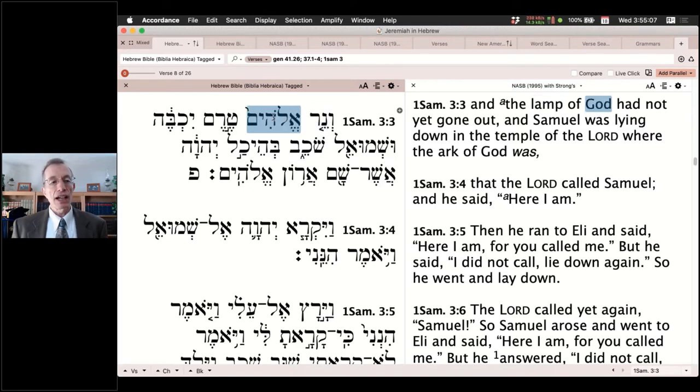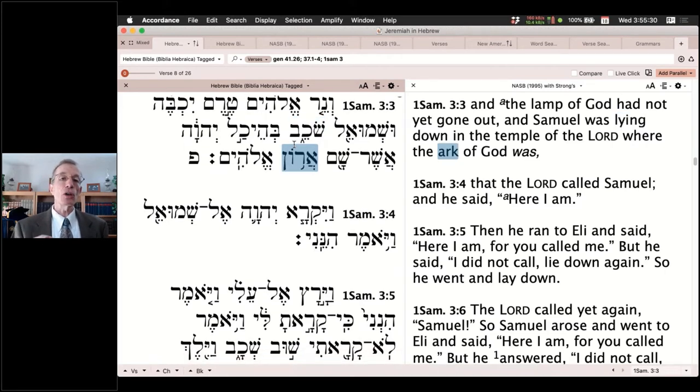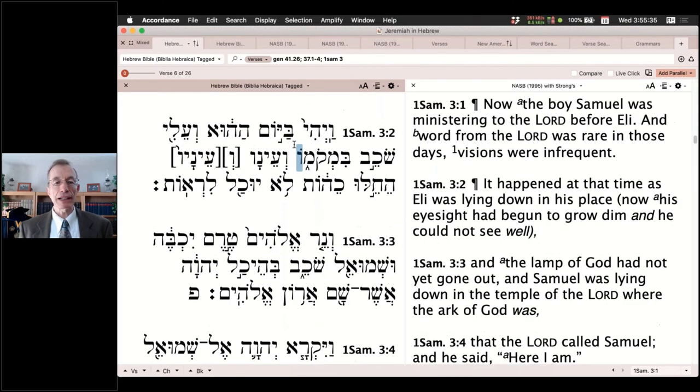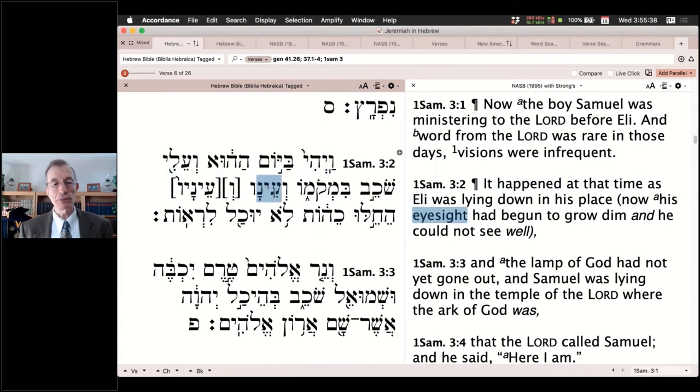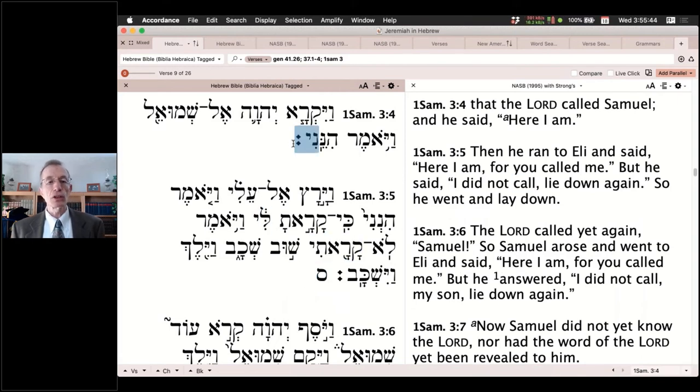Now, the lamp of God, there's an announcement to make, it had not yet gone out in the temple of the Lord where the Ark of God was. Now, that's the sentence right there, you see. This is parenthetical. Now, Samuel was lying down. Samuel's not lying down in the holy place or the most holy place. No. Okay, but now that we know all those descriptive things from the nominal clauses, he was just about to start it right here, but again, he remembered more stuff to give. But here we go. Then the Lord called.